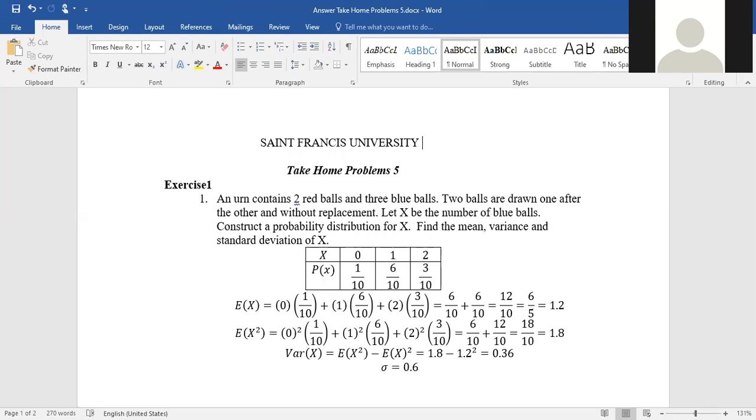The variance is the mean of the square minus the square of the mean: the expectation of the square minus the square of the expectation. That is 1.8 minus 1.2 squared, equal to 0.36. Sigma equals 0.6, since 0.6 is the square root of 0.36.